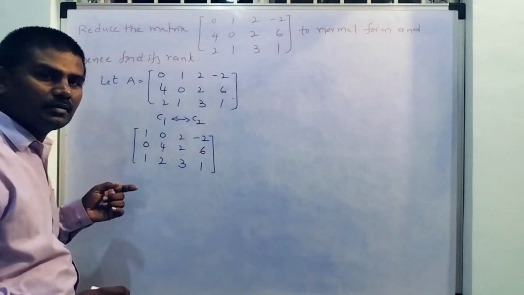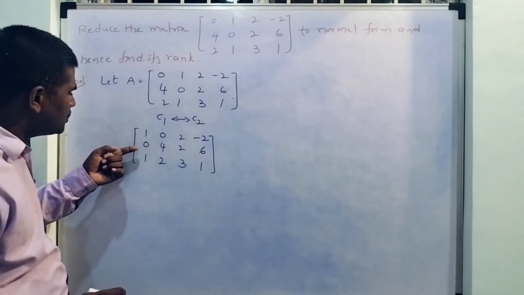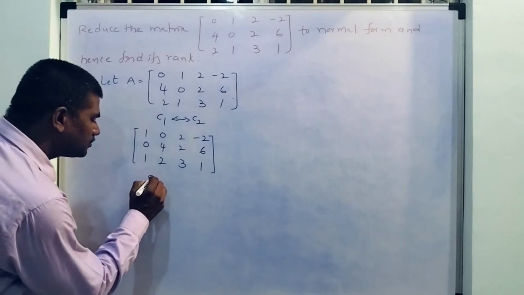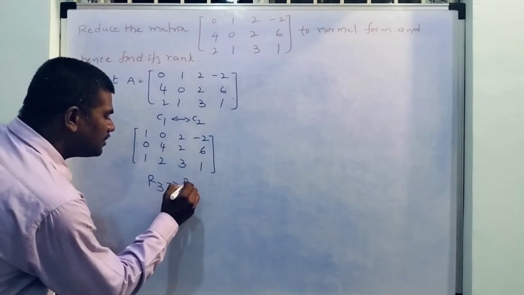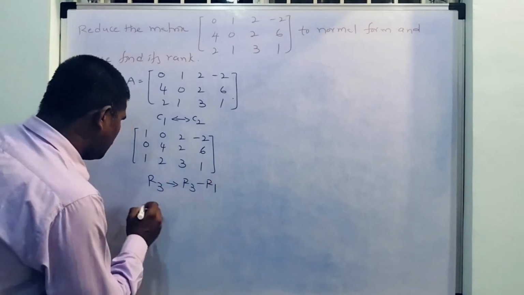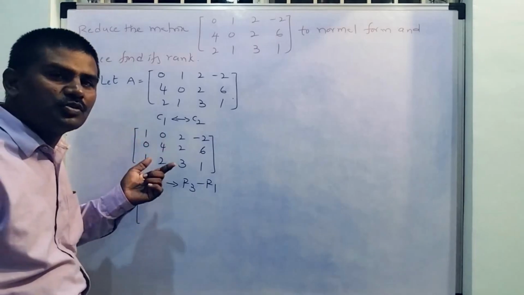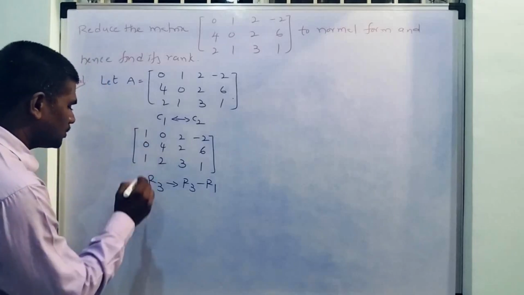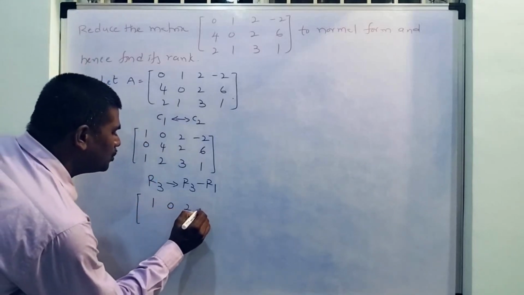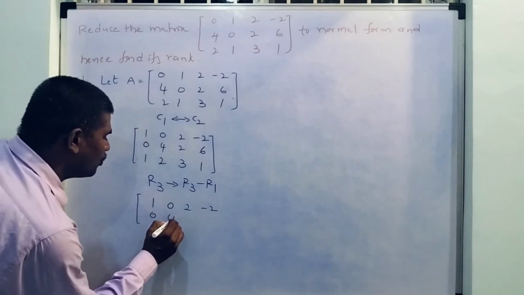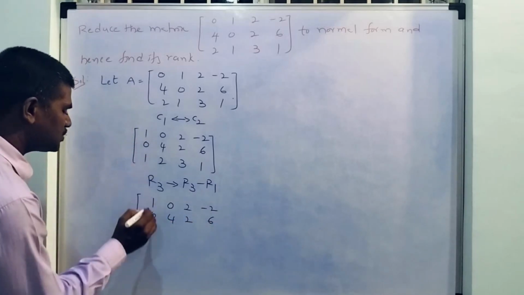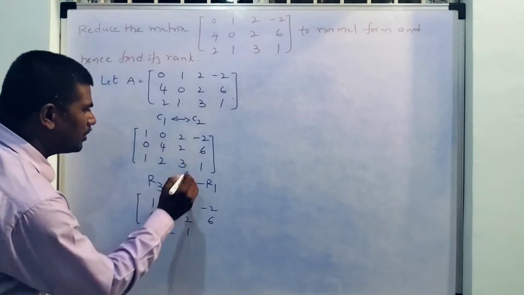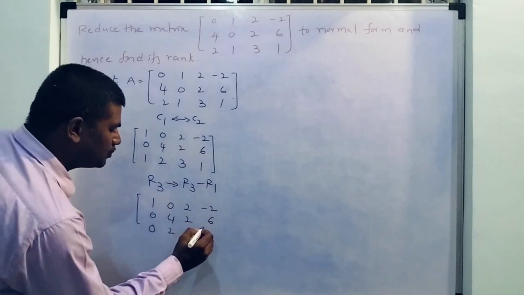Now let us start the procedure. Use the first element and make this one 0. How? R3 tends to R3 minus R1. Then there is no change in the first 2 rows because I am not applying any elementary row transformation on them. So 1, 0, 2, minus 2; 0, 4, 2, 6; 1 minus 1, 0; 2 minus 0, 2; 3 minus 2, 1; 1 minus minus 2, plus 2, 3.